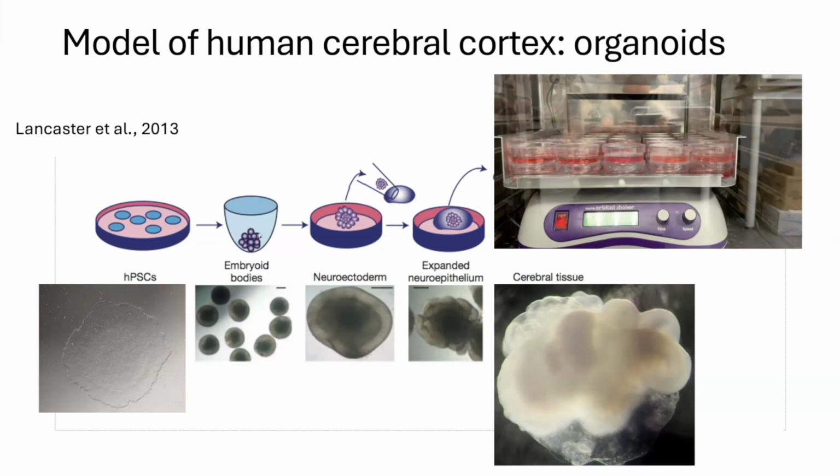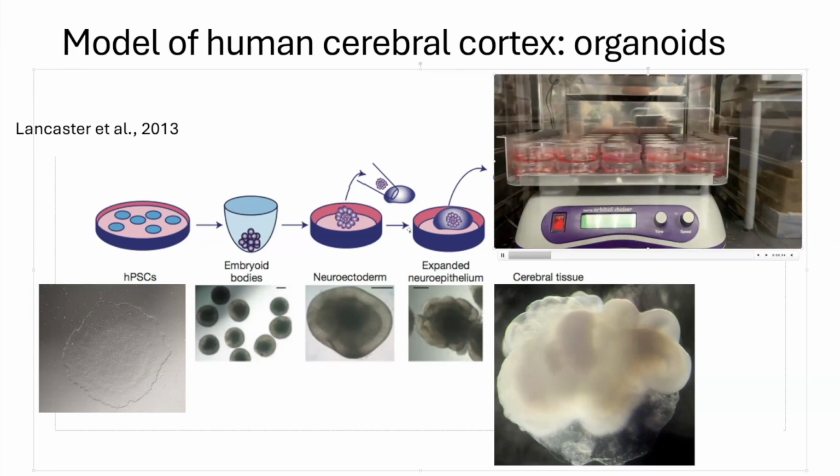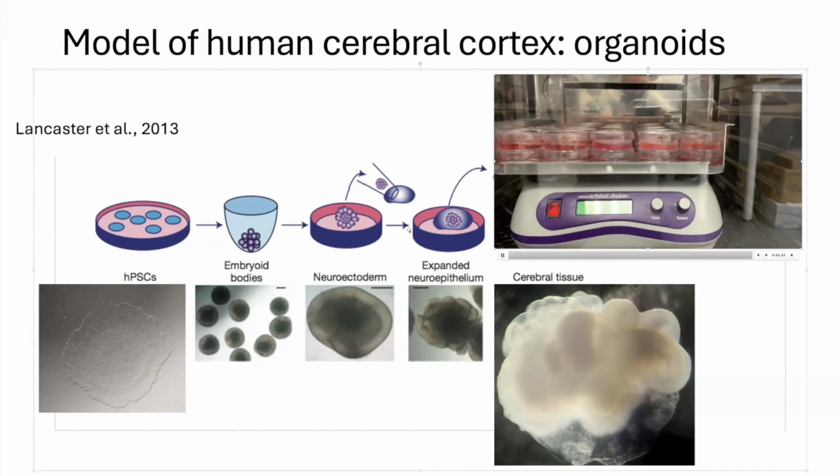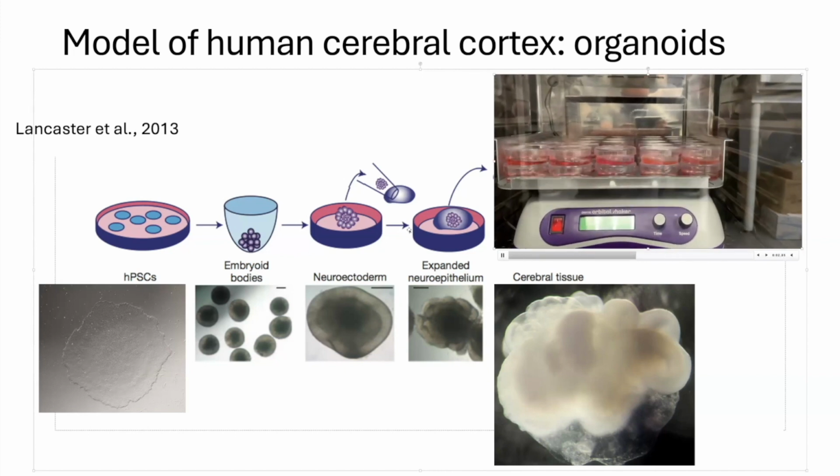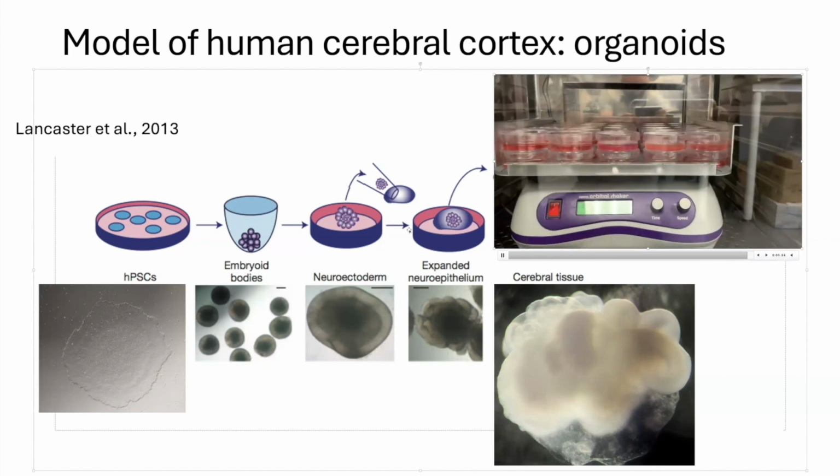If you let it develop, I think I can play this video here. This is how we culture it in our lab. We culture it on a shaker. If we keep developing these embryoid bodies, they will slowly expand their neuroepithelium.